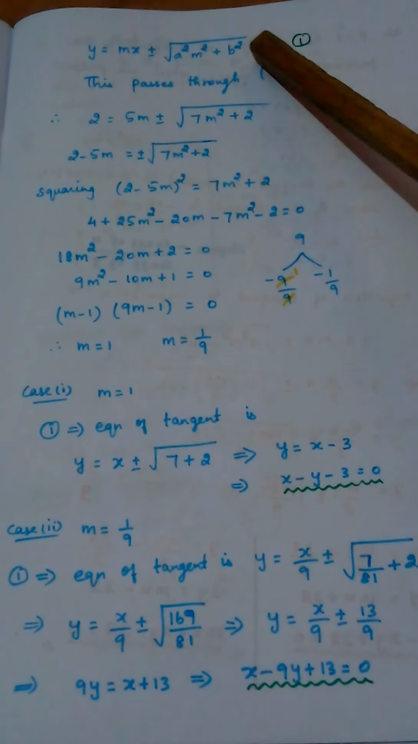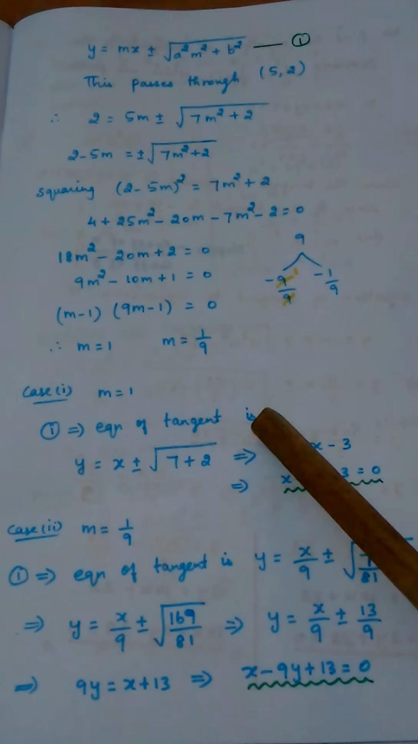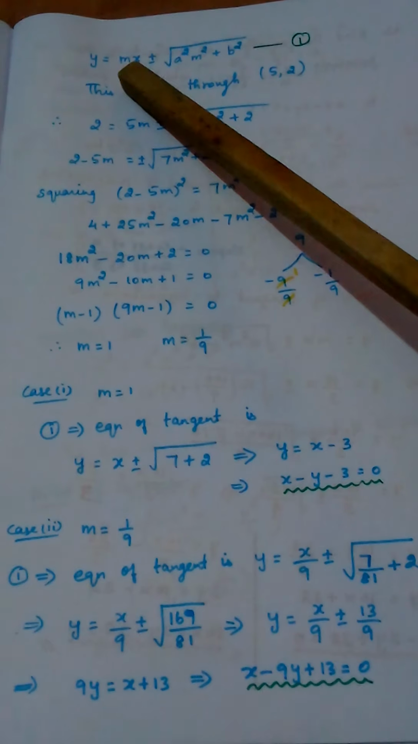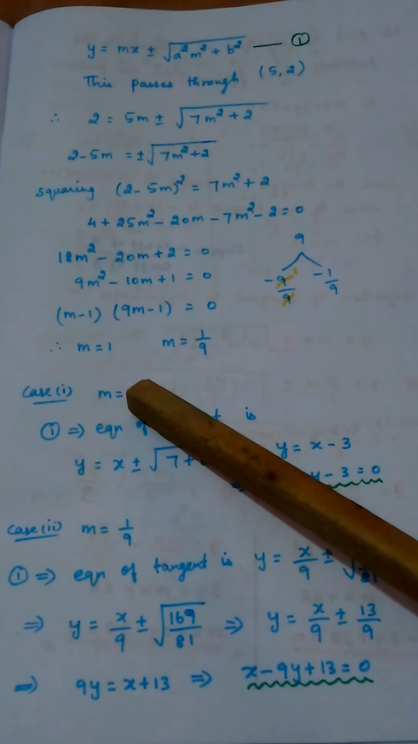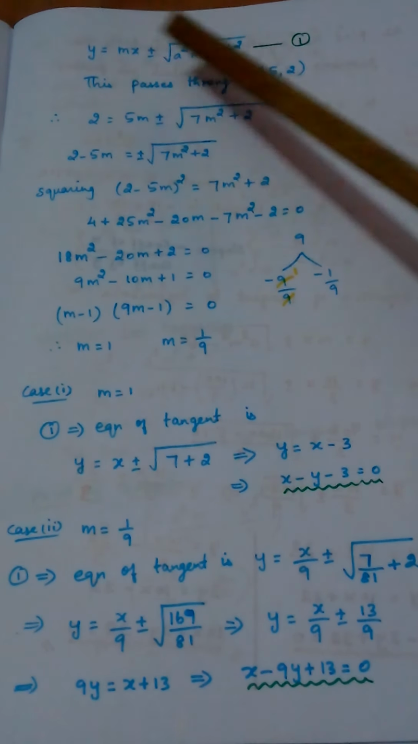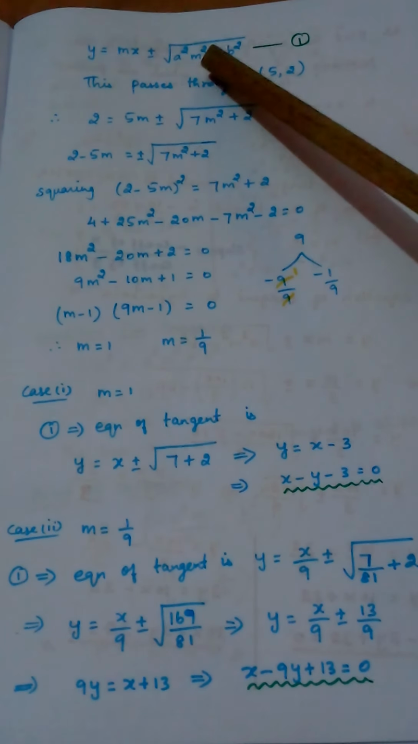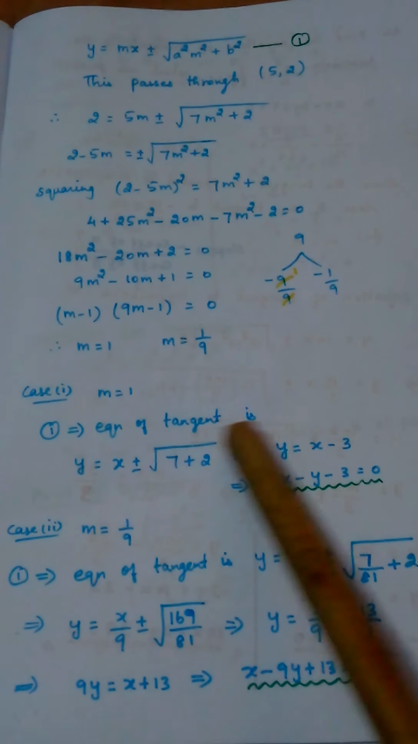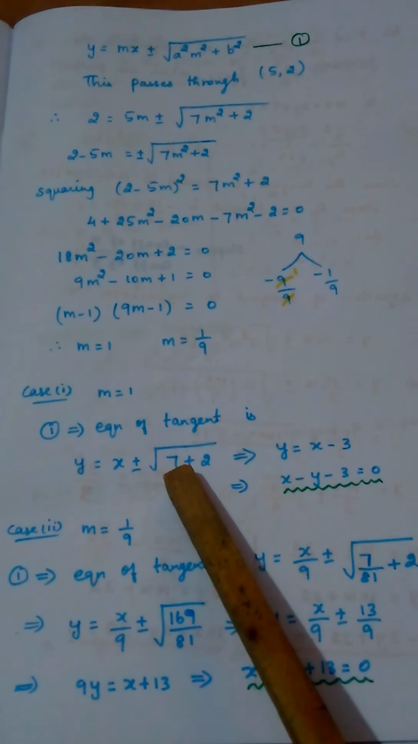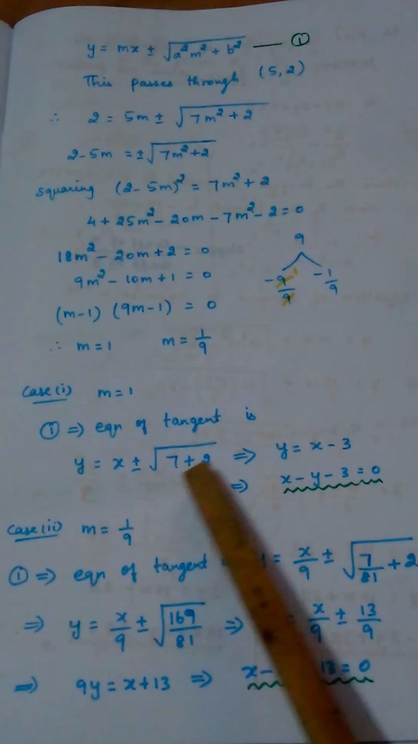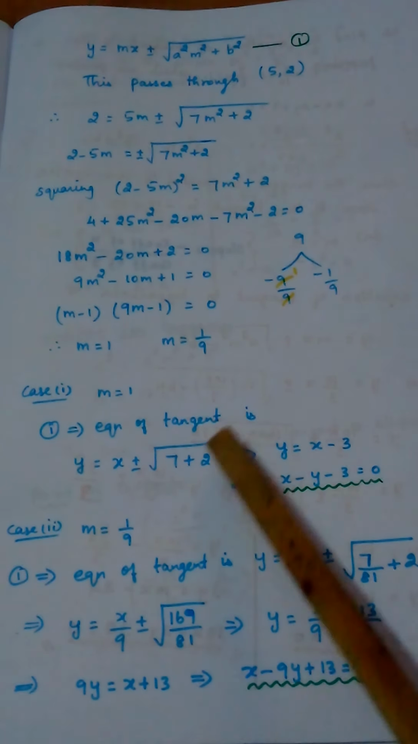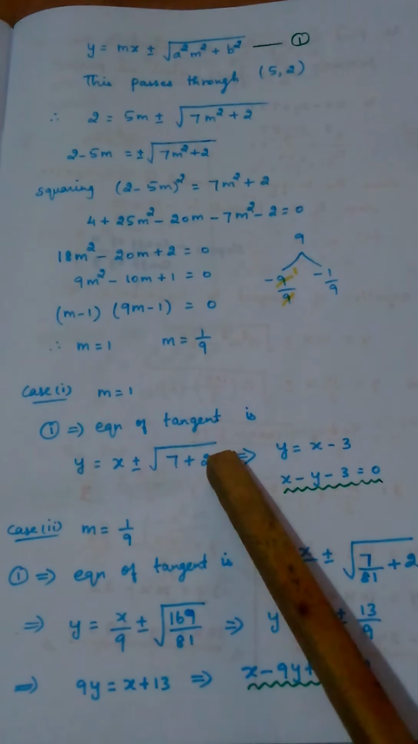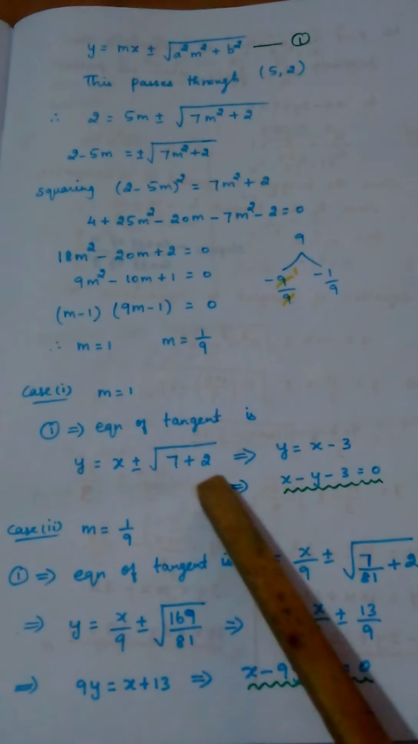So from equation number 1, we are going to find the equation of tangent: y is equal to, in place of m, what should I substitute? 1. So you put 1 here, even in place of m square it will be 1. So x plus or minus root of, I know a square is 7, I know m square is 1, so 7 into 1 is 7, plus b square value is 2, 7 plus 2 is 9, root 9 is 3.